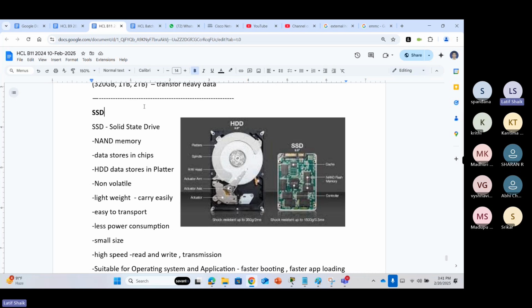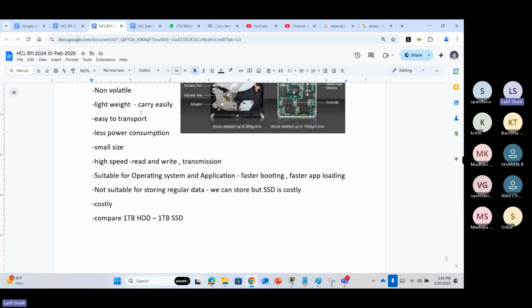Lower power consumption: no spindle motors, no permanent magnet, no disk movements and all. So obviously less power consumption, and smaller size compared to a hard disk. Used for high-speed data transmission purposes.